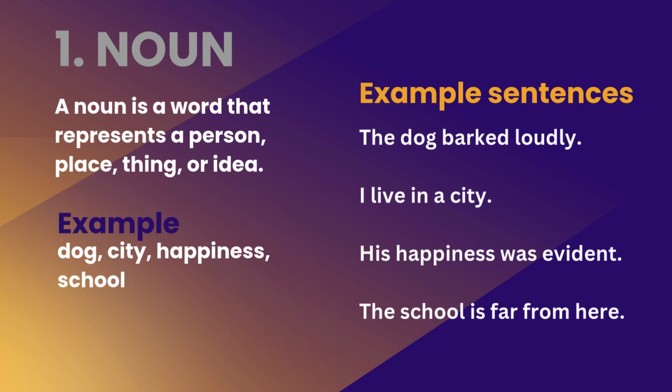Nouns are not always physical objects. They can also refer to ideas or feelings. For example, in the sentence, his happiness was evident. The word happiness is a noun because it names an idea or an emotion. By understanding nouns, we can identify what a sentence is talking about. They are the foundation of every sentence.